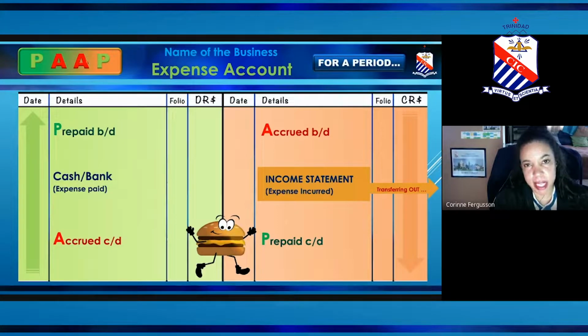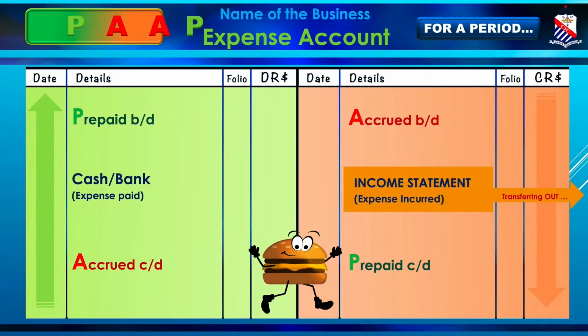You have a double A because you have an opening accrual figure, or brought down. That is the amount at the beginning of the year. And you have a closing figure at the end of the year. Right? So P, A, A, P. No matter how you look at it, P, A, A, P.